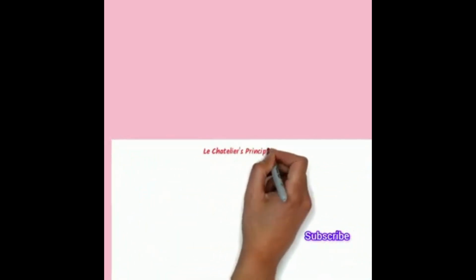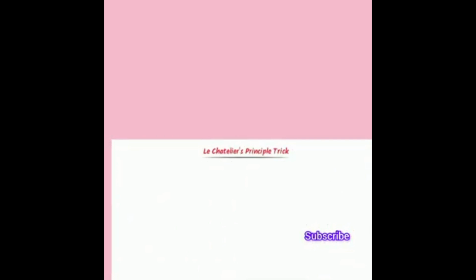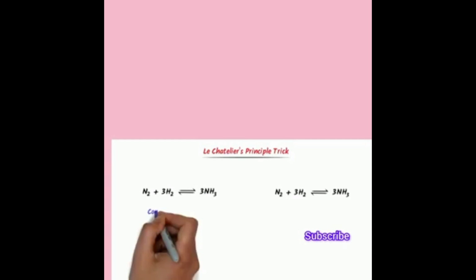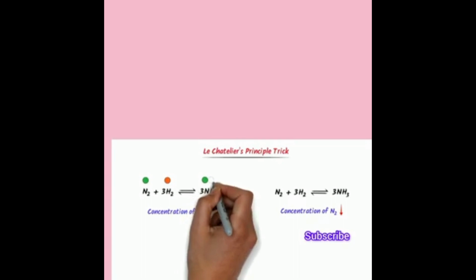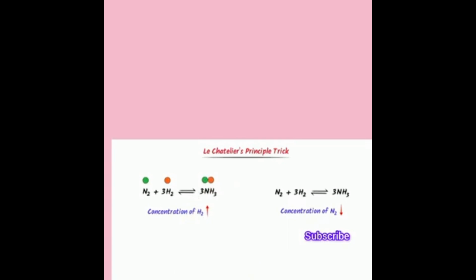Now let me teach you my personal trick of Le Chatelier's principle. For example, consider these reversible reactions. Now what will happen if we increase the concentration of hydrogen gas in this case and decrease the concentration of nitrogen gas in this case? Well, I use my personal trick. Let X atom and Y atom react together to form XY molecule, and XY molecule breaks down to form X and Y atoms.